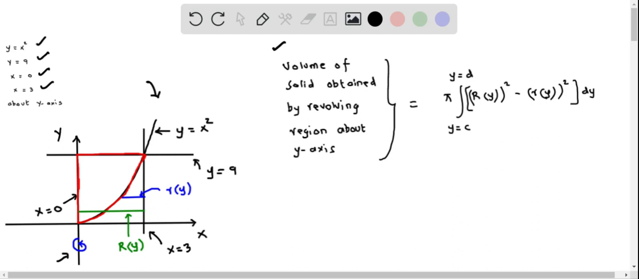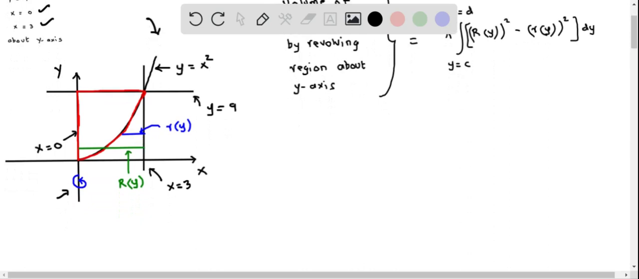This big R of y is basically the radius of the right side curve. So we can write the big R of y equals, as we can see from the figure, the distance from x equal to 0 to x equal to 3. So it's basically 3. And now let's identify the small r of y, which is basically the radius of the leftmost curve. As we can see from this figure, the small r of y is the distance between x equal to 3 and y equals x squared.